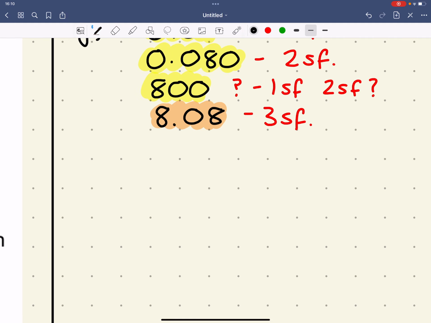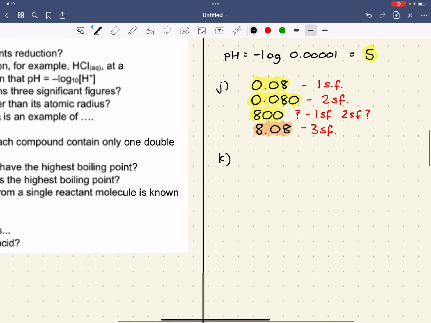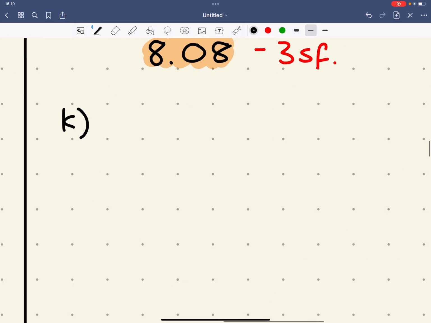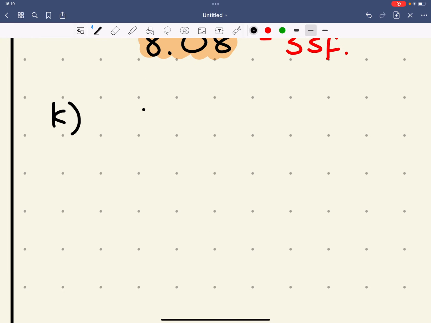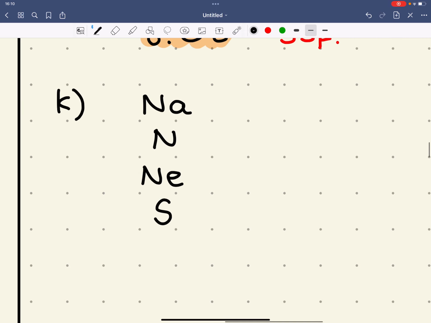Question 11, or part K, on my little questions here, is which element's ionic radius is smaller than the atomic radius? And you're given 4 options: sodium, nitrogen, neon, and sulfur. It's saying which element's ionic radius is smaller than the atomic radius.